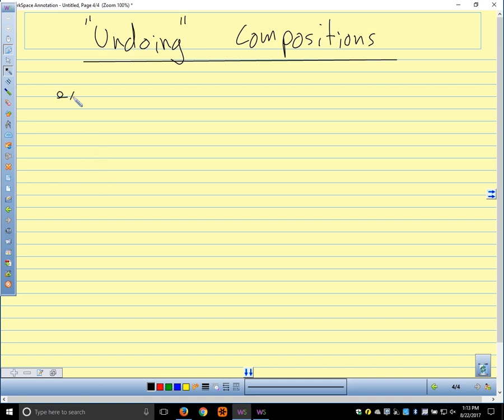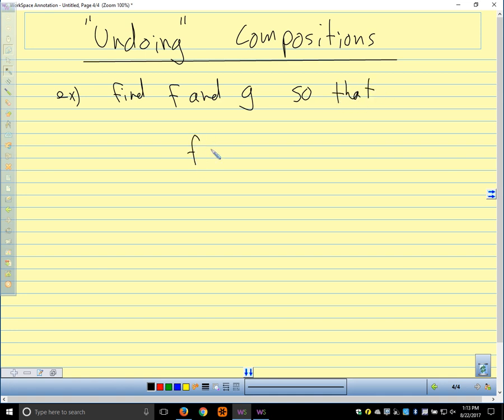So the question you might be asked is, find f and g so that the composition is 1 over the square root of 3x plus 1. So we want to find the two functions that we can put together as a composition and end up with this.